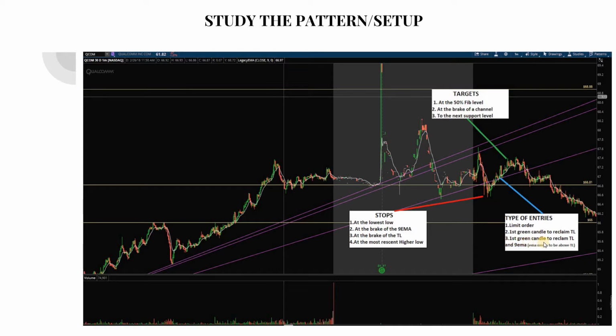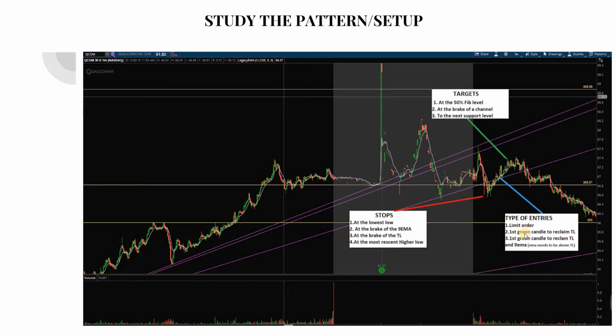And then number three, first green candle to reclaim trend line and 9 EMA. The EMA needs to be above the trend line. So basically, you want the market to go down and reclaim the trend line with that 9 EMA above. Those are the three types of entries that I want to backtest. I came up with this by going over charts over and over, different charts, and whatever came to my mind that I thought might work.